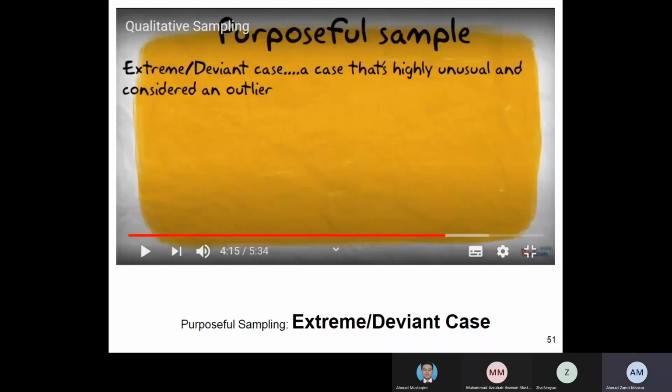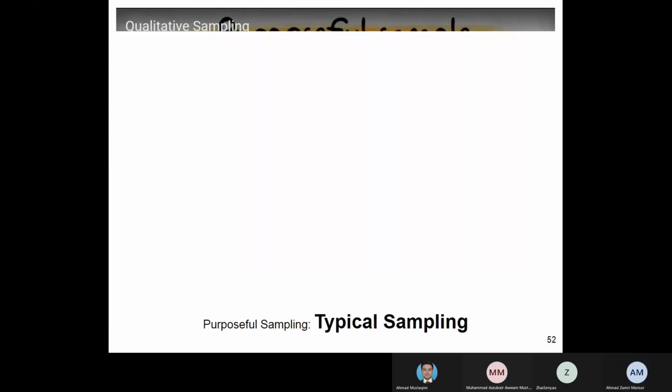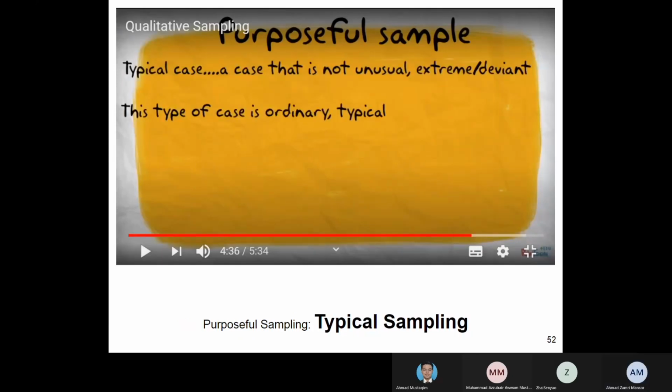Okay, and we also have extreme and deviant case, a case that's highly unusual and considered an outlier. So if you want to see a phenomenon, you also have to see the negative case. You also have to see the extreme case in order to make a comparison between the one which is typical and the one which is extreme. Then you have a typical case, a case that is not unusual. So you try to interview one of them in order to show the typicality of the situation.